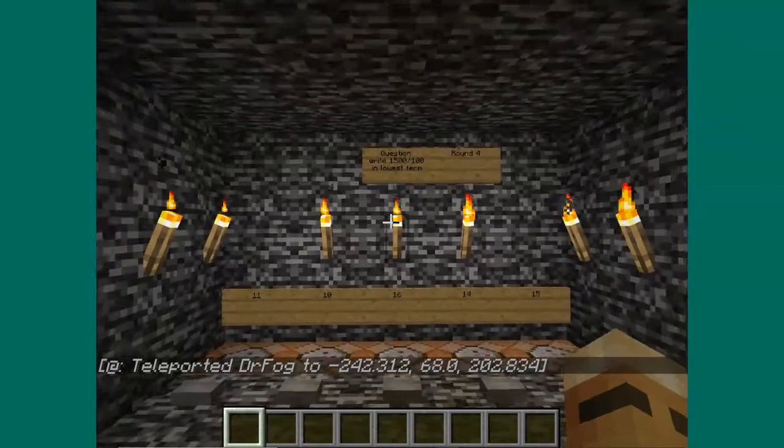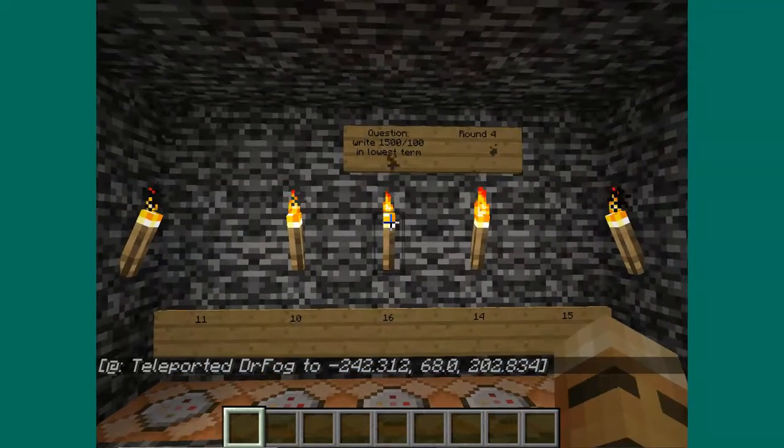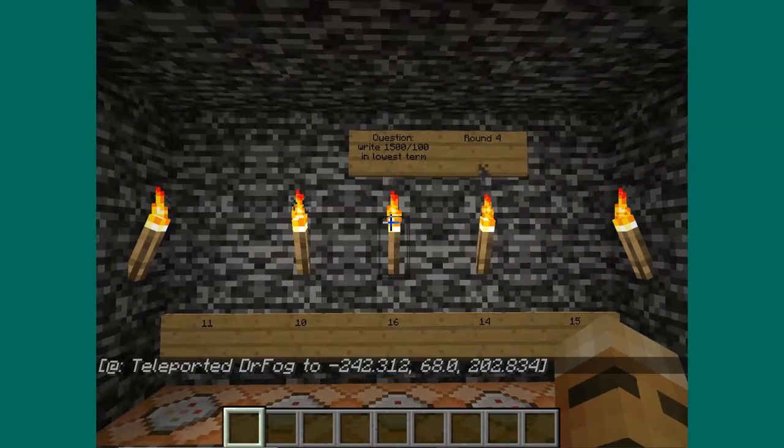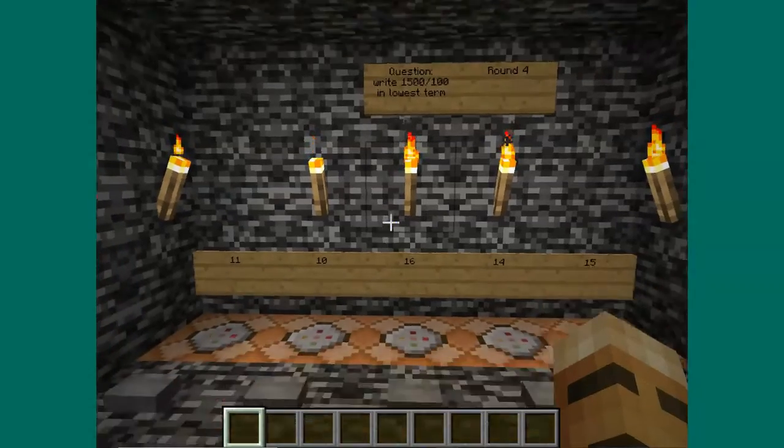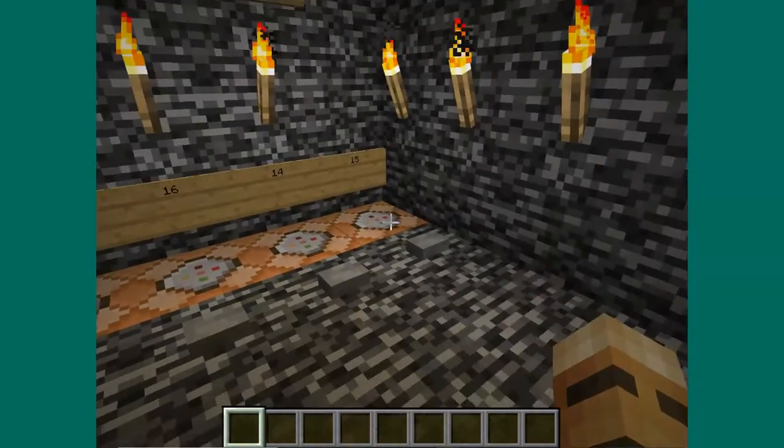Round 5. Write 1,500 over 100 in the lowest term. So 1,500 divided by 100 is 15.